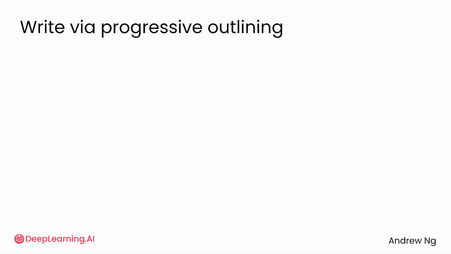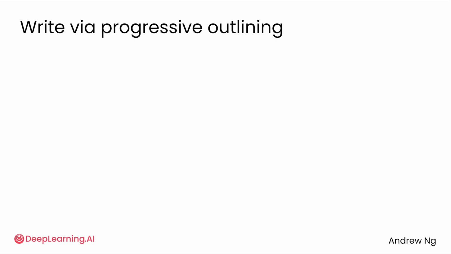So what's a better way to write that avoids generating AI slop? One technique that I think you'll find helpful is to use progressive outlining, in which you don't ask AI to write the final text right away, but instead have it write an outline, refine the outline, and iterate a few times before having it generate the final text.